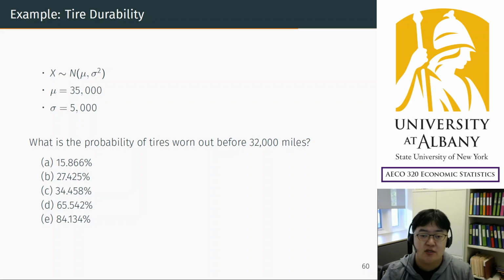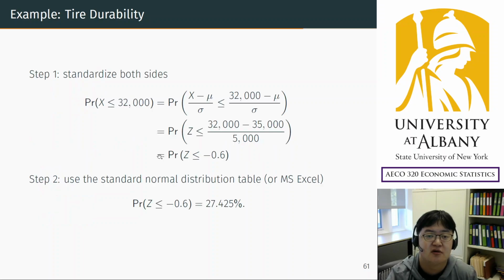So you need to calculate the probability that a tire is worn out before 32,000 miles. We are practicing the standardization process for normal distribution. So that's like this. First, this is the probability we are looking for: X smaller than 32,000, but X is a non-standard normal distribution. And then you have to standardize X and also standardize 32,000.